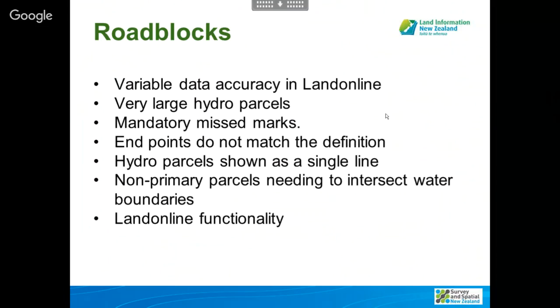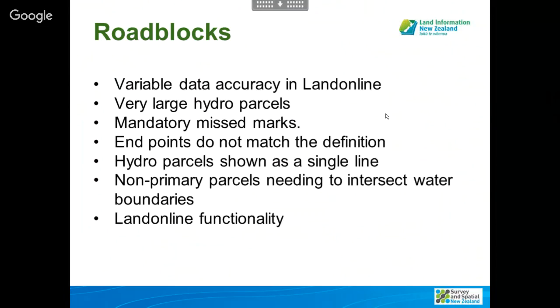Second point there, very large hydro parcels. If you're trying to deal with balanced parcels, you sometimes come up with very large hydro parcels. In the past, we have split a lot of these, but still they can be quite an issue. We'll discuss those briefly. Mandatory missed marks, we'll cover that in a separate topic. Again, a lot of those come from historic parcels or nodes that are part of the hydro splitting program that we did.